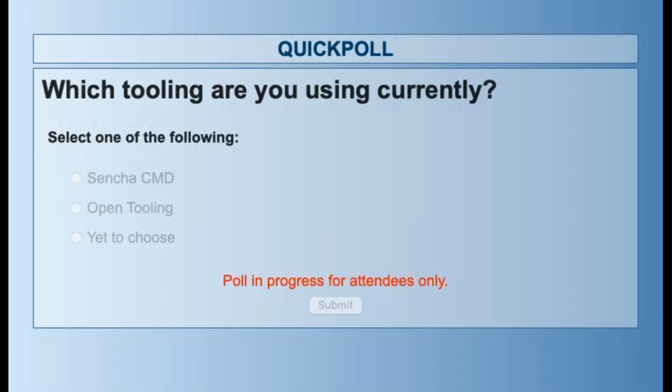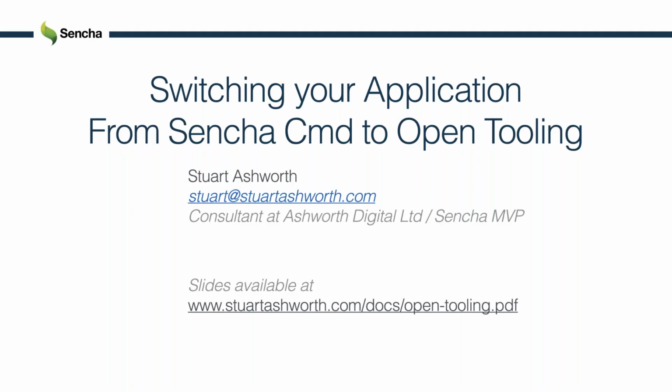So about 80–85% of you are using Sencha command, around 10–15% on open tooling so far. Okay, and nobody yet to choose, so that's good. Okay, well, we'll close that one there, and let's have a quick look at the next poll question.